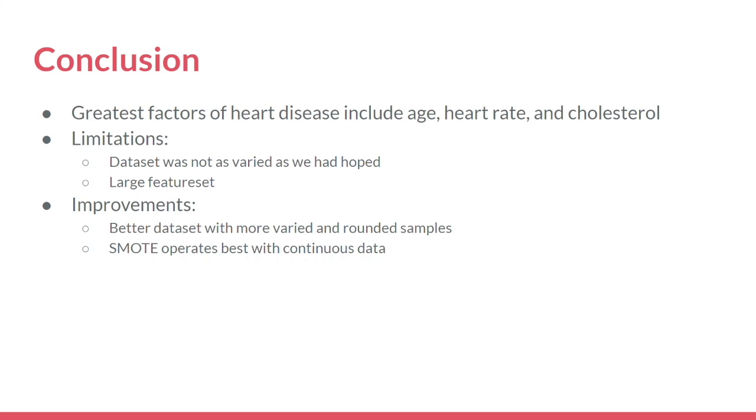From our classifier results and variance threshold analyses, we found that the greatest factors of heart disease, according to our experiments, were age, heart rate, and cholesterol. We did have a couple of limitations as the data set was not as varied as we had hoped. We had some features that were much more prominent than others, and definitely generating artificial data was a bit of a problem as well.